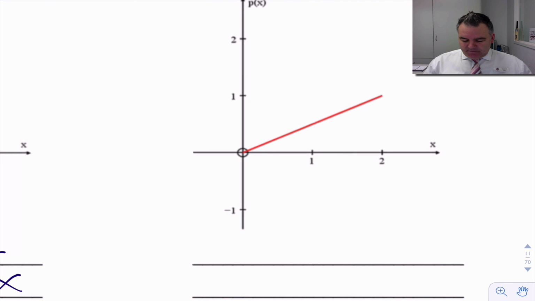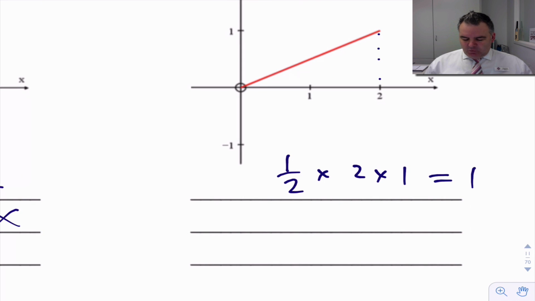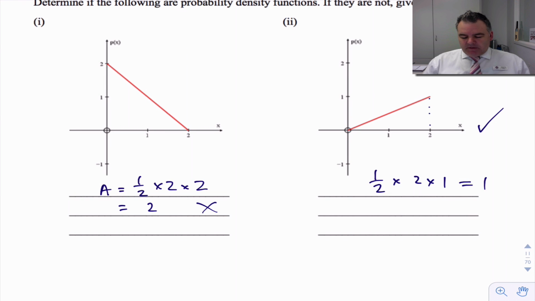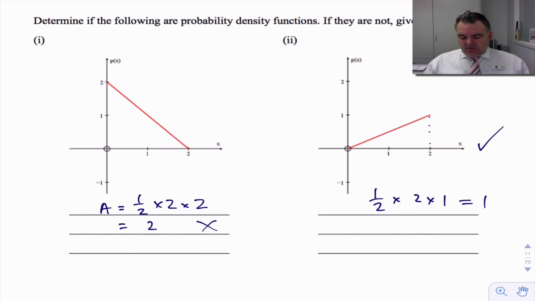What about the second one? It looks all positive. The area here is a half base times height. The area is 1, so this one is good. That's a probability density function that we'll study in the next video. It's not a uniform one, but we can study those in the next video. We can do the same kind of thing and work out probabilities associated with the area underneath the curve.